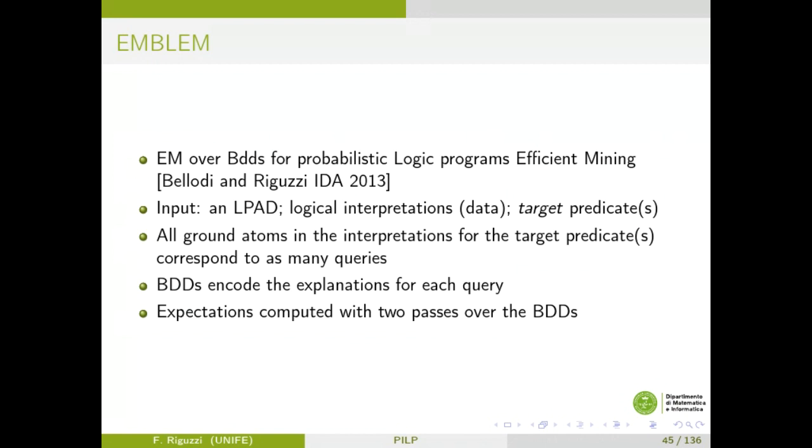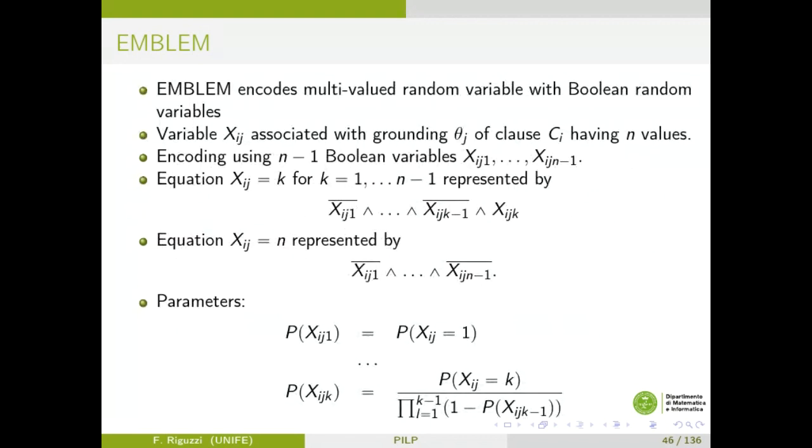So in EMBLEM, you perform expectation maximization, and you use BDDs for computing the expectation. The BDDs are built for explaining the examples. So the examples are queries which are explained by building a BDD that represents the set of its explanations. The expectations are computed over the BDDs. BDDs, binary decision diagrams, are based on Boolean variables, variables with two values, 0 or 1. While in LPAD, a head can have more than two atoms. In this case, you have to encode choices with more than two alternatives using Boolean variables, and you can use various encodings. EMBLEM uses this one, which is also used by Problog.